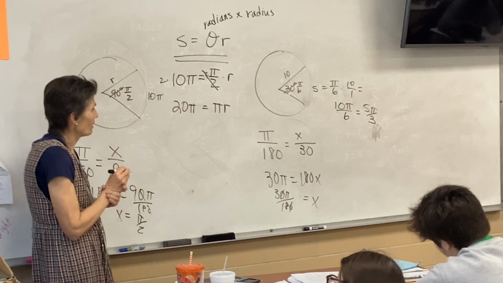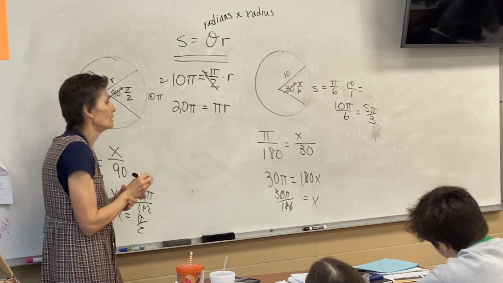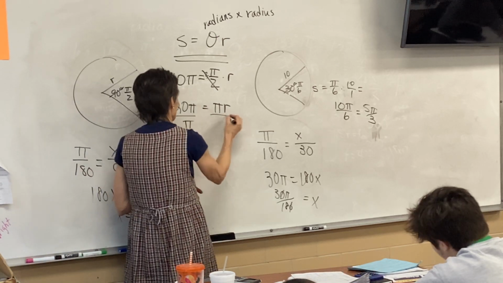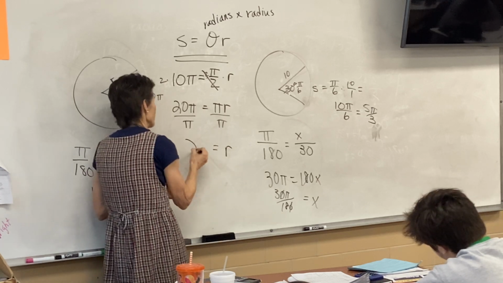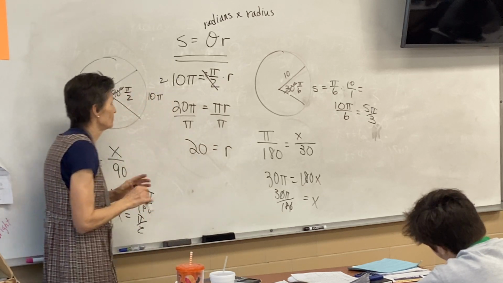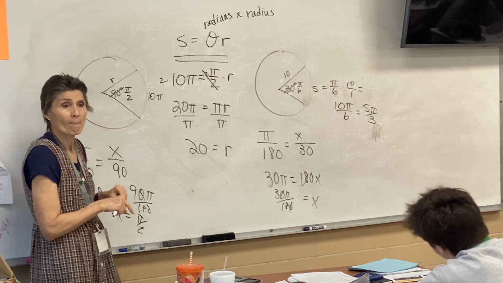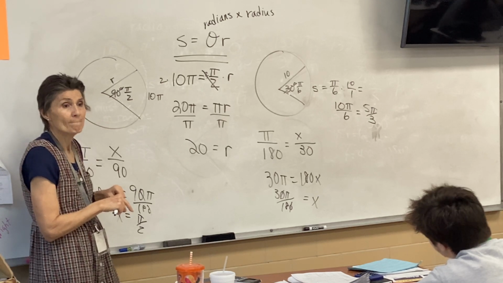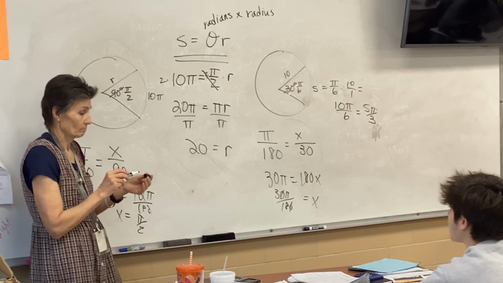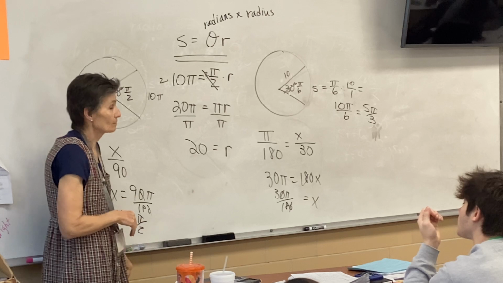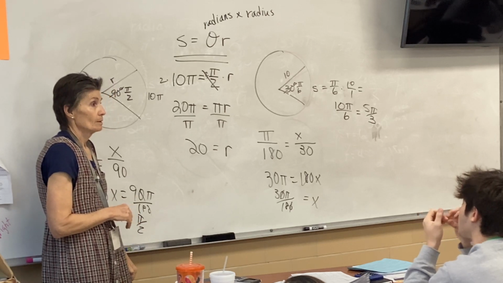And then how will I get r by itself? Divide by pi. So what does r end up equaling? 20. Oh, does pi cancel pi? Mm-hmm. Yeah. Pi's just a number. Okay?